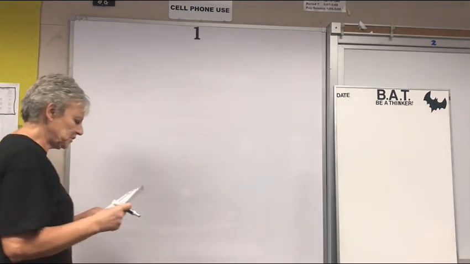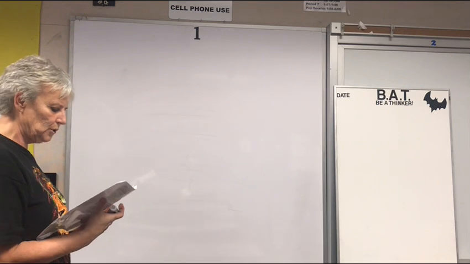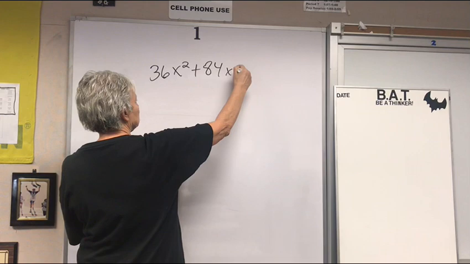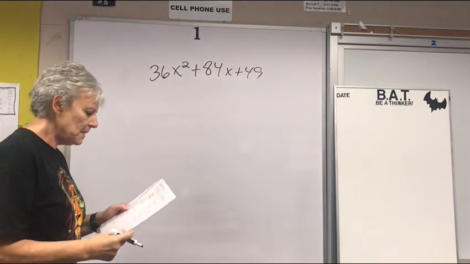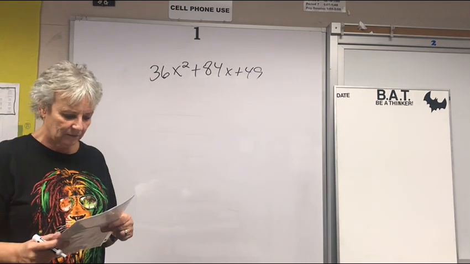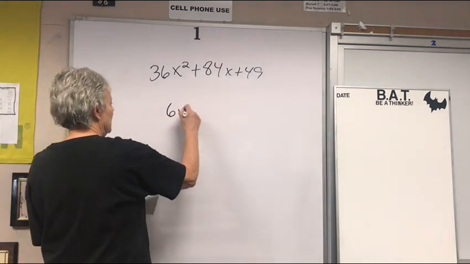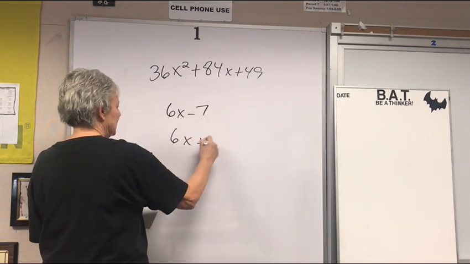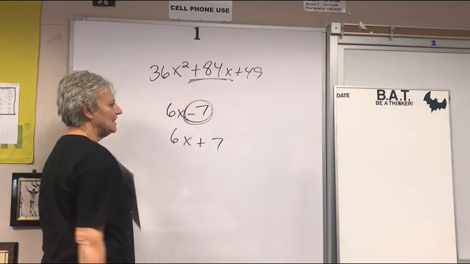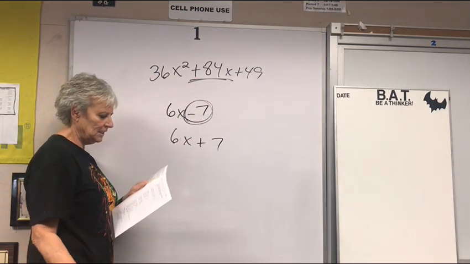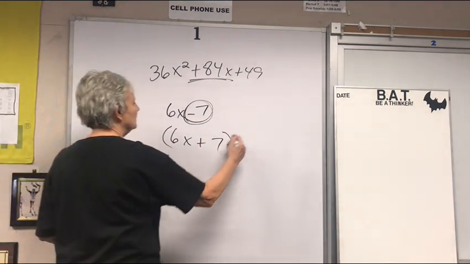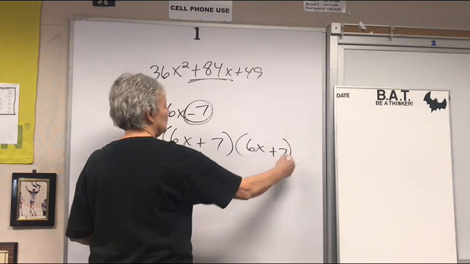All right, number 2. Which of the following is equal to 36x squared plus 84x plus 49? Well, it can't be the first one because that would be 49 times 49. So A is out. Now, you have B and C. This negative would make this negative. So that's out. The answer is C. And if you multiply it out, you would get this answer.